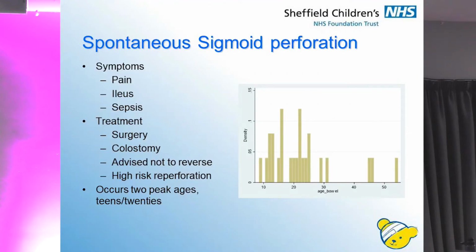From our data, and this has been shown in previous cohorts as well, bowel perforations actually occur at 2 peak ages, and that's illustrated on this graph. It's actually in the mid-teens, in the mid-20s, and it's actually very rare that it happens outside of that age range. It occurs in about 20% of people.